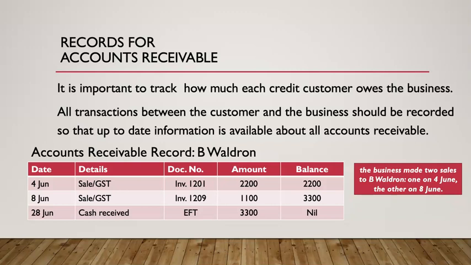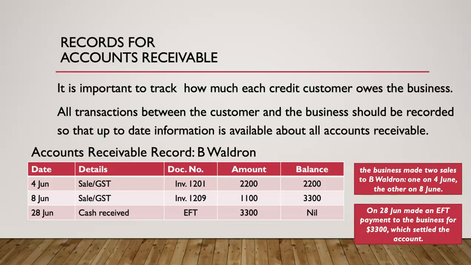On the 8th of June, we made another sale, this time for $1,100. Different invoice. They don't need to be in sequence now because this is just for one customer. So now this customer owes us $3,300, and you can see we're keeping a running tally. However, on the 28th of June, this customer has made an electronic funds transfer payment, EFT in the document, for $3,300 and settled the account. So we've written not sales and GST in the detail section, but cash received, $3,300, and now this customer owes us nothing.